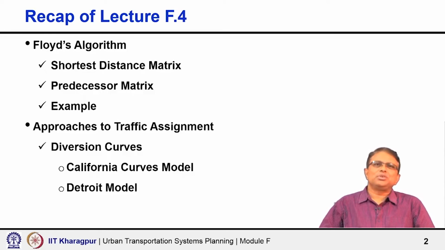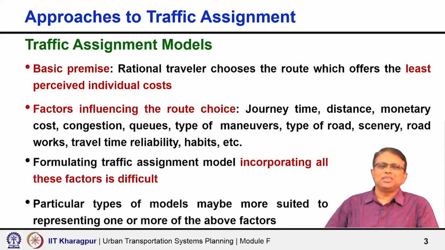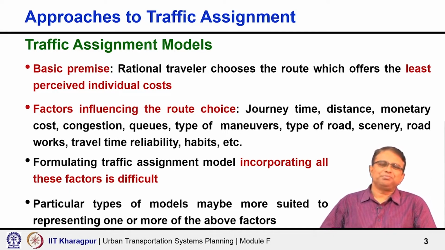We also discussed another approach to traffic assignment, particularly the diversion curves: what diversion curves try to do, and what factors they consider to get the proportion of traffic that is likely to be diverted to a new or proposed route, and two specific models, namely the California curves model and the Detroit model. Those were mentioned briefly. Now, from this lecture onwards, we shall really talk about the traffic assignment techniques or traffic assignment approaches.